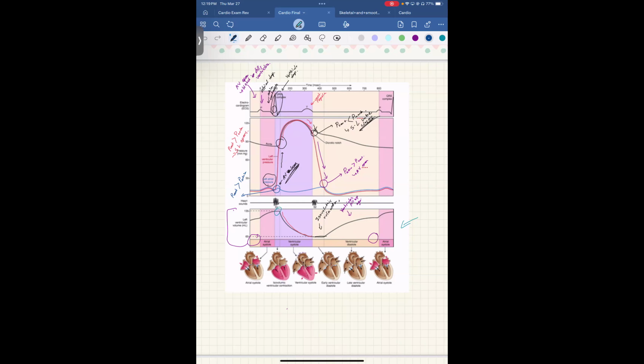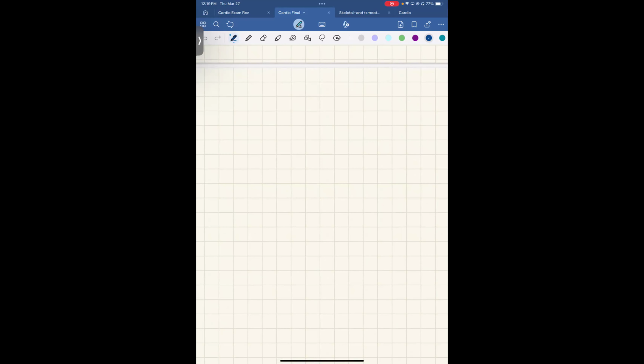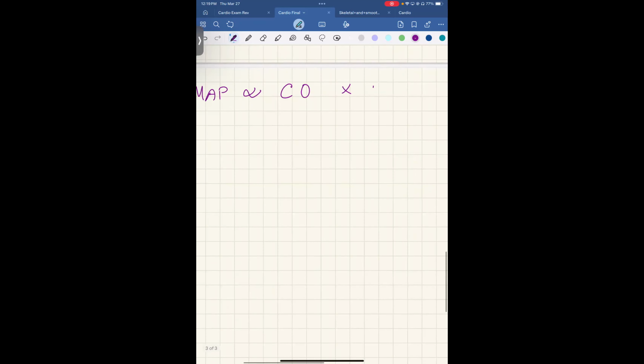So blood pressure, or we kind of talk about MAP, just mean arterial pressure. What does that depend on? Yeah, what does that depend on? Cardiac output in? So cardiac output depends on heart rate and stroke volume. But MAP depends on cardiac output and on TPR.